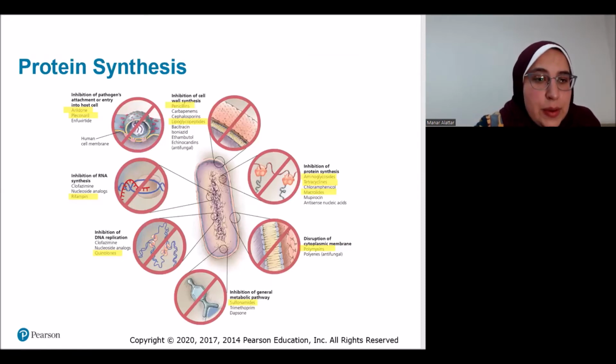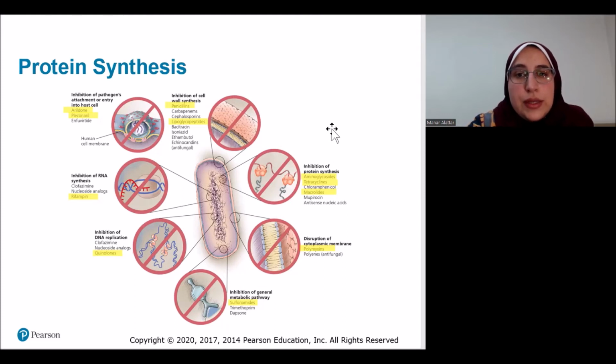Now, the next mechanism that we want to look at is the protein formation within cells, okay? And so we've looked at antibiotics that destabilize the cell wall. Let's talk about some of these mechanisms or metabolic processes within the cell and how they're interrupted by antibiotics.